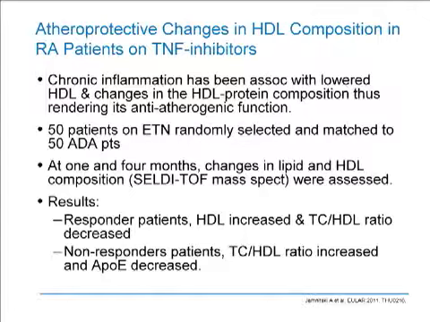In this small study, 50 patients on etanercept and 50 patients on adalimumab were studied. They were followed at 1 month and at 4 months, and changes in lipid and HDL composition through mass spec were assessed. And these results showed that in patients that responded versus patients that didn't respond, the responder patients had an HDL that was increased and a total cholesterol HDL ratio that was decreased. While in the non-responder patients, the total cholesterol HDL ratio increased and ApoE decreased.